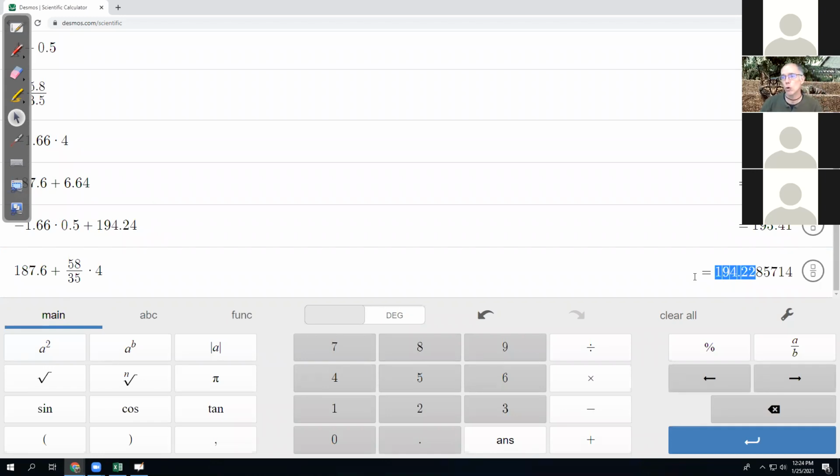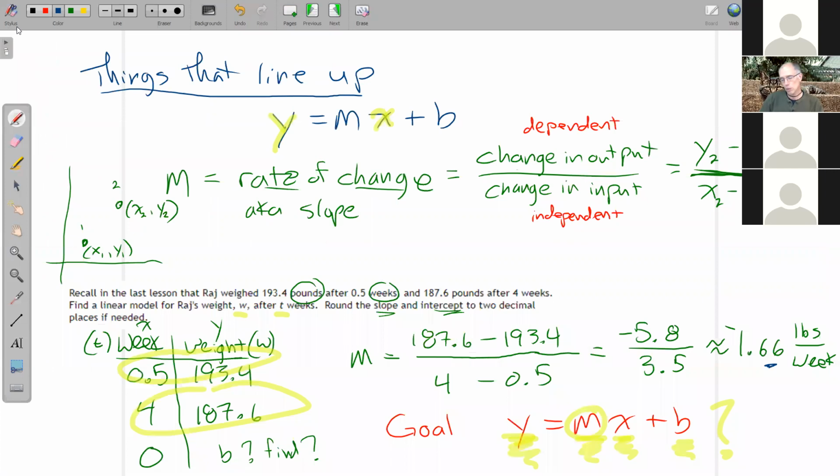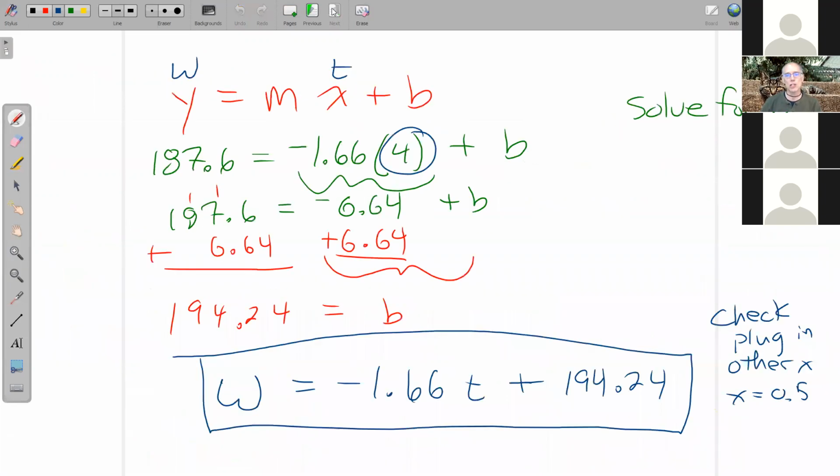194.23 versus 194.24. Close enough. All right. So again, will people have slightly different answers on these things because of the rounding decisions they make? The answer is yes, and that's okay. All right, so there's a couple variations on the answer. This is the one I came up with right here for question number 2 in the lesson.